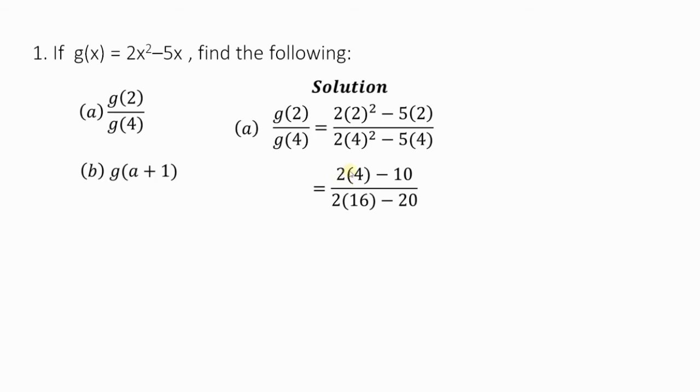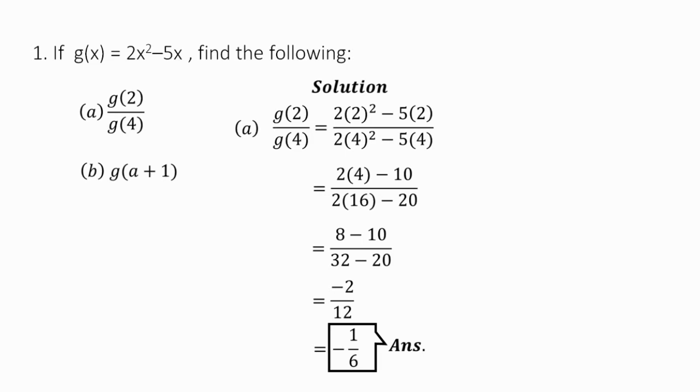We do our evaluation. You have 2 times 4 because 2 squared is 4, minus 2 times 5 is 10, divided by 2 multiplied by 16, because 4 squared is 16, minus 4 times 5 is 20. 2 times 4 is 8 minus 10. 2 times 16 is 32 minus 20. 8 minus 10 is minus 2. 32 minus 20 is 12. So 2 goes into itself one time, 2 goes into 12 is 6 times. So you will have minus 1 over 6 as your answer.